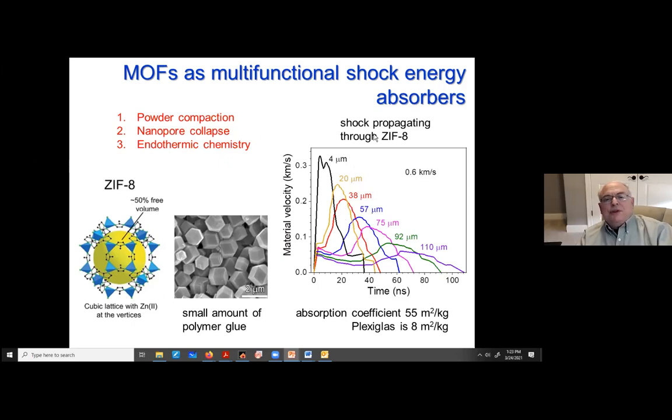Now what I'm going to show you are shocks propagating through different thicknesses of this material. This is a very thin 4-micron layer, so the shock isn't varied much. This is a shock lasting a few nanoseconds. Then as you increase the thickness, 20, 38, up to 110 microns, the transmitted shock gets smaller. Actually, 3 things happen. It develops the structure as a pedestal and a lump. The pedestal indicates powder compaction, and it also gets smaller.